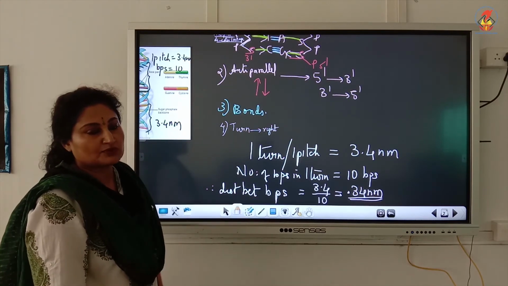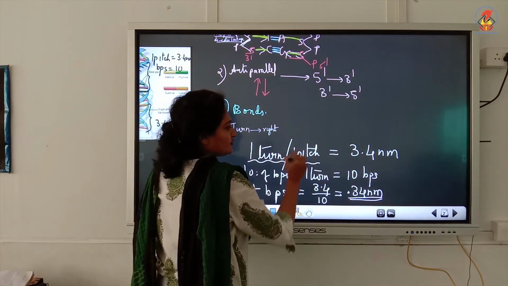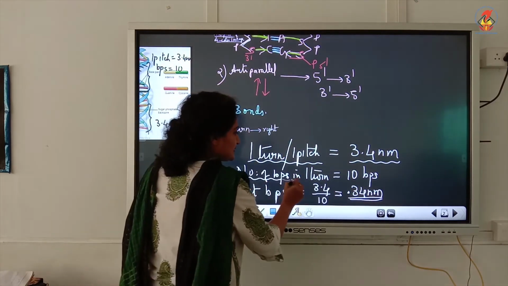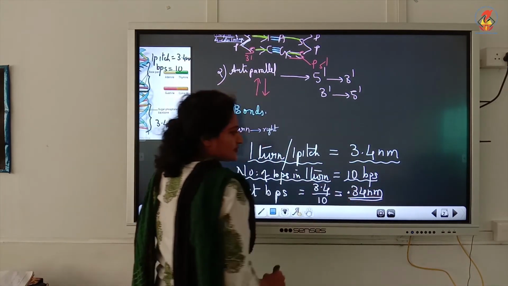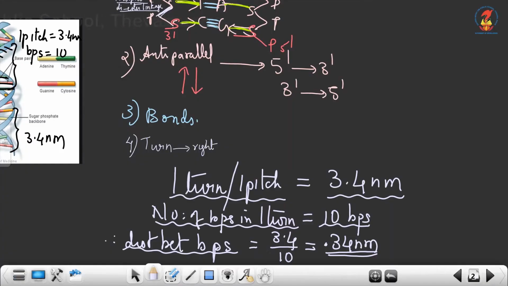How did we get it as 0.34 nanometers there? The length of one turn is 3.4 nanometers. The number of base pairs in each turn is 10 base pairs. So, therefore, the distance between base pairs is equal to 3.4 divided by 10, which is equal to 0.34 nanometers.